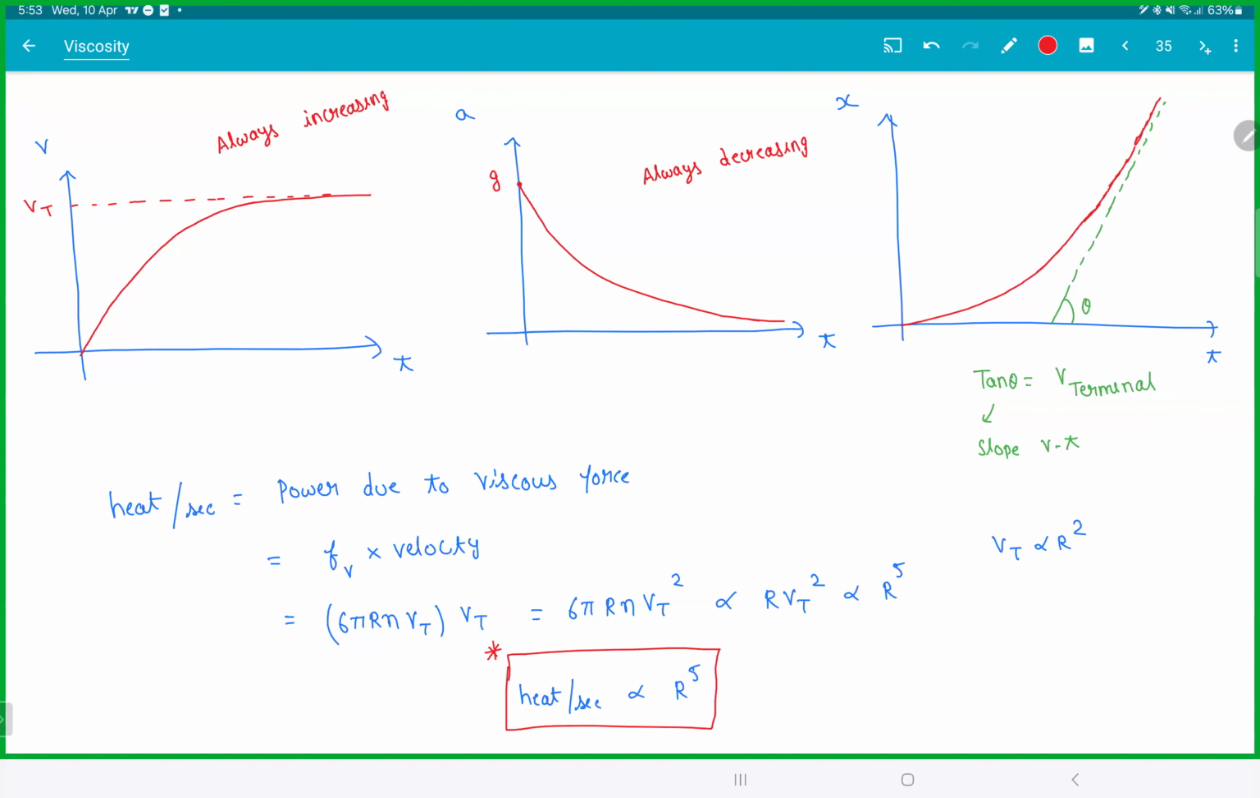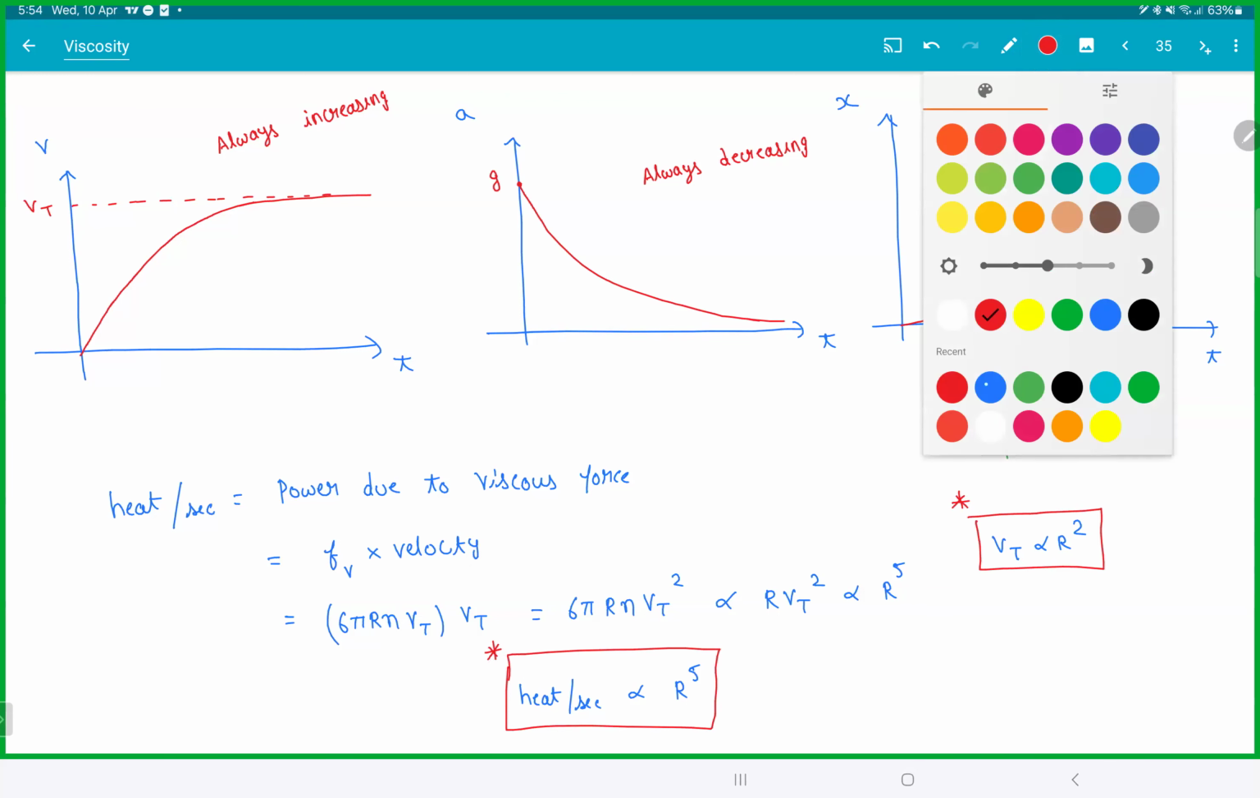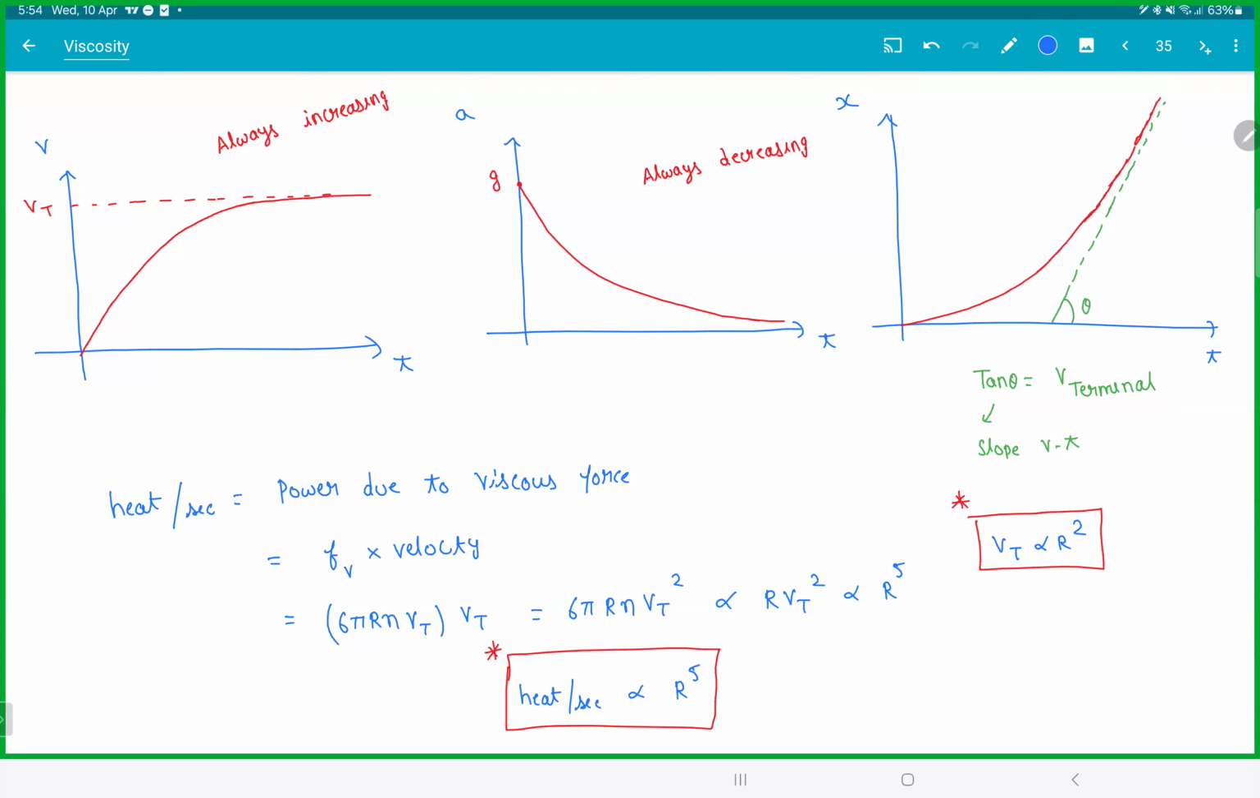Clear with this? So the heat produced is proportional to r power 5. Velocity is proportional to r square. Please check it out. Now I have a doubt in this actually. Let me ask you that. But first, let's be clear with the graphs.